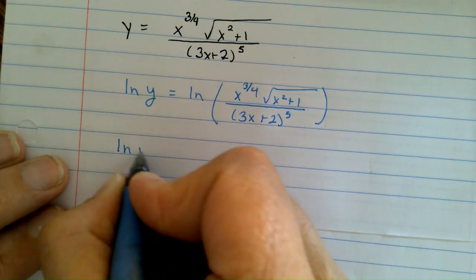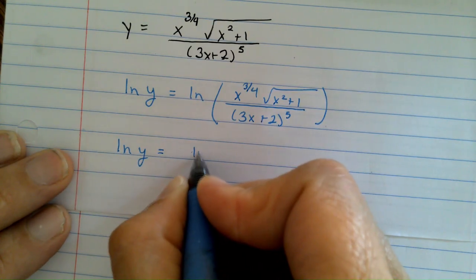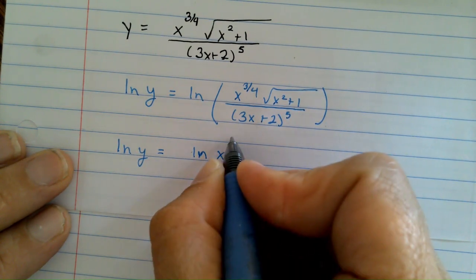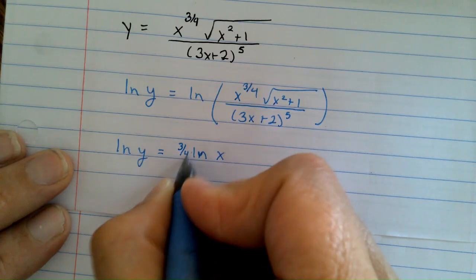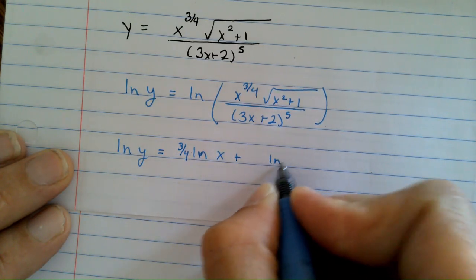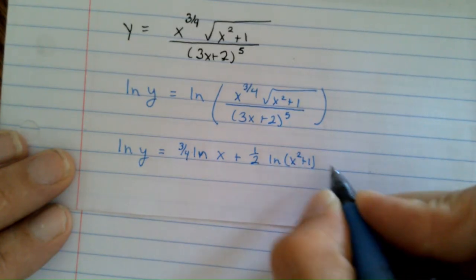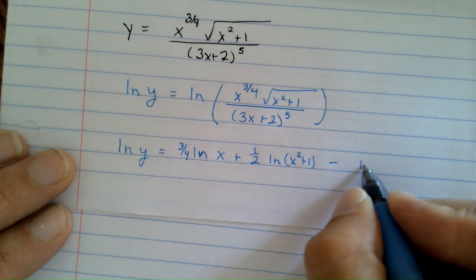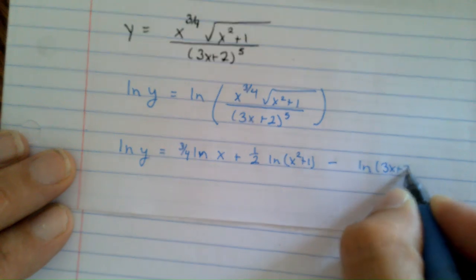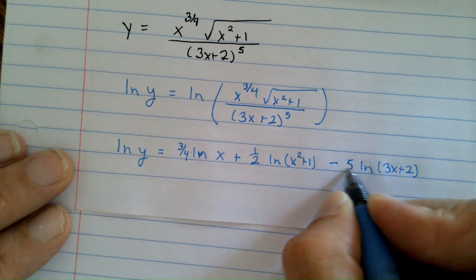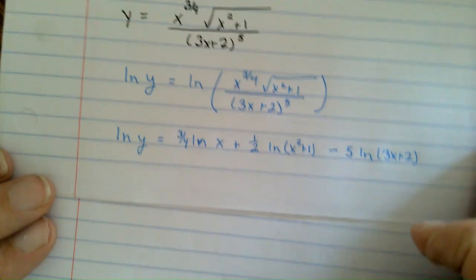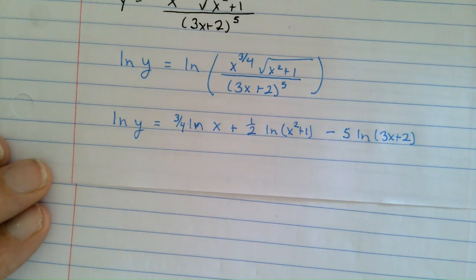So let's expand this. So we'd have the natural log of x, instead of the power of 3/4, I'm going to move it out front, plus the natural log of x squared plus 1, instead of the 1/2 power, I'm going to move it out front, minus the natural log of 3x plus 2, instead of the 5th power, I'm going to move that out front. Okay, so I rewrote it. Now I'm going to derive it.